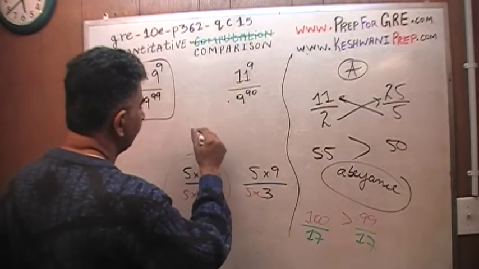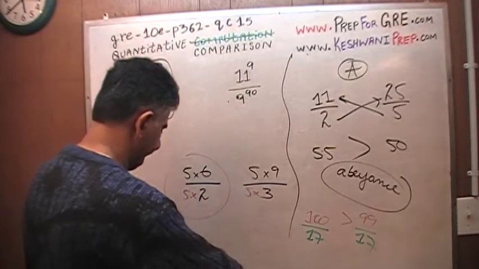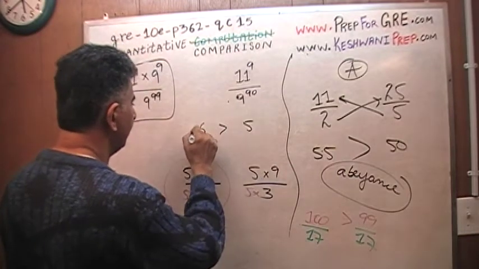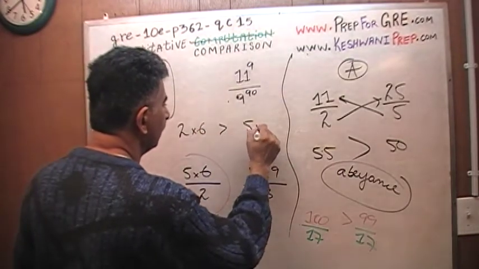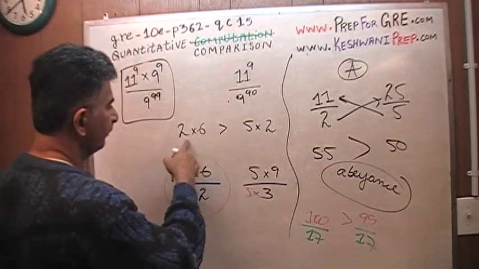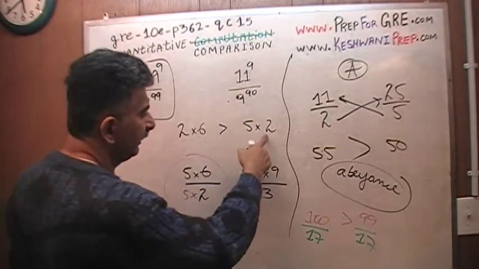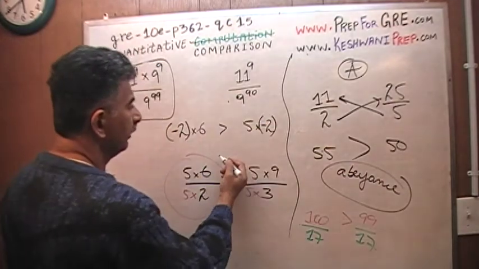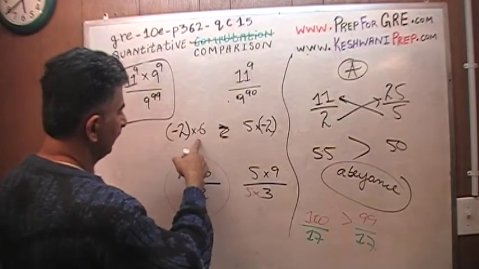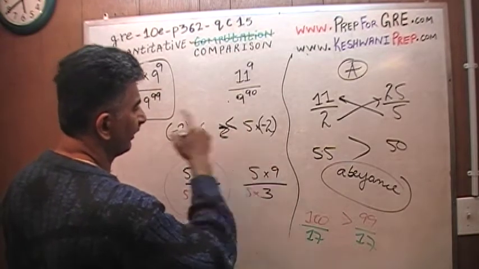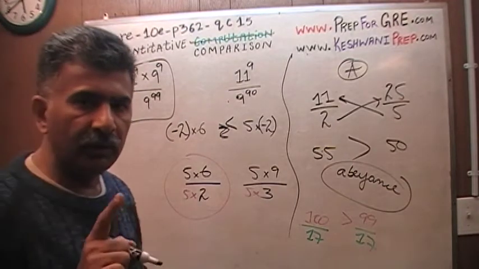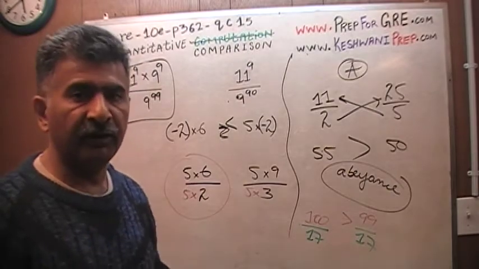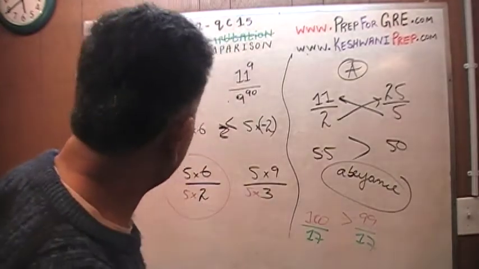You see, 6 is more than 5. I'm going to multiply both sides by 2. Would you agree now that 6 times 2 is still more than 5 times 2? But what happens if I multiply both sides by negative 2? This is no longer true. Now negative 2 times 6 is less than 5 times negative 2. So when you multiply or divide the two quantities in the two columns by a negative number, things get changed. The direction changes. So don't deal with the negatives. I'm only talking about positive numbers.